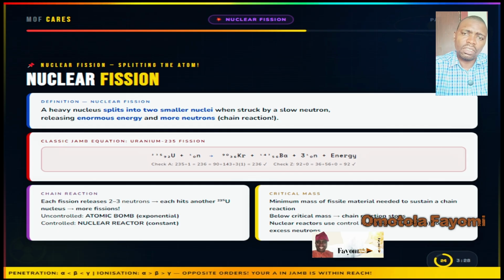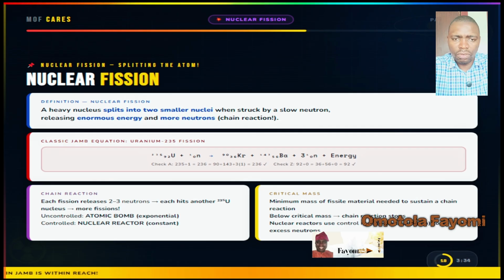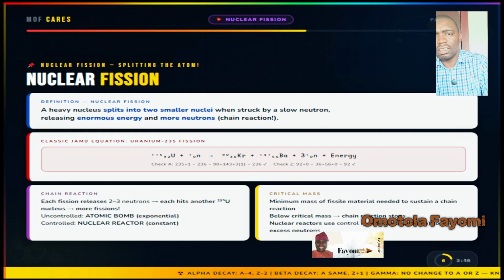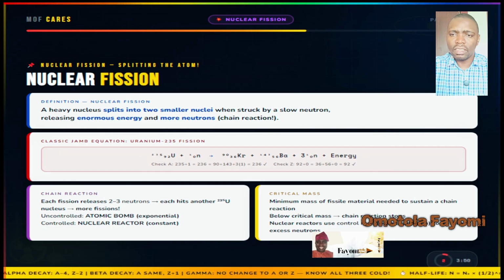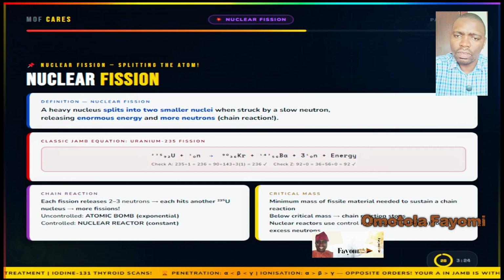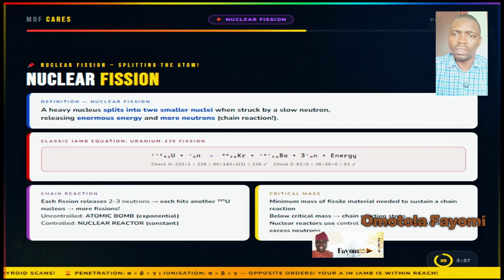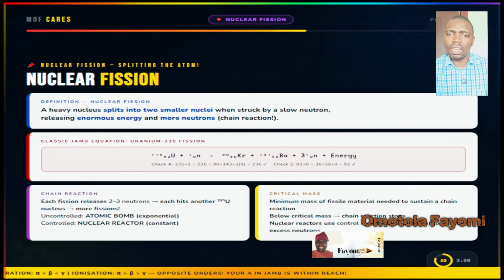The chain reaction is what makes fission so powerful. Each fission releases 2 to 3 neutrons. Each of those neutrons can trigger another fission, releasing more neutrons, which triggers more fission. Exponential multiplication of reaction. In an uncontrolled chain reaction, the energy is released almost instantaneously, and this is the principle of the atomic bomb. Fortunately, controlled chain reaction.